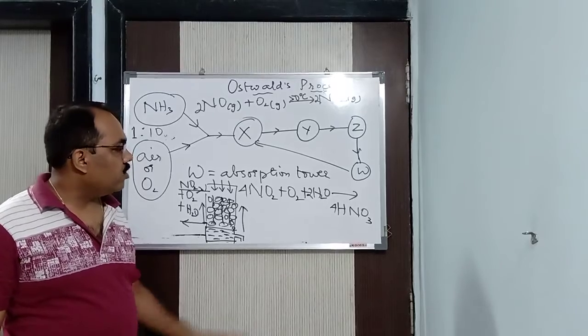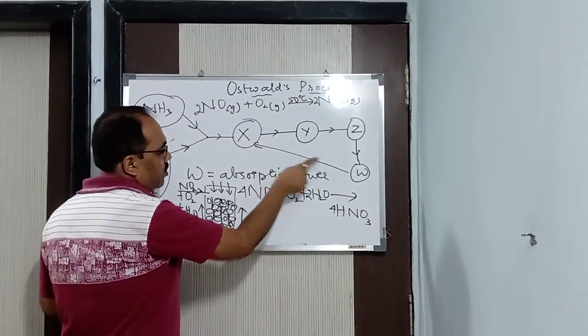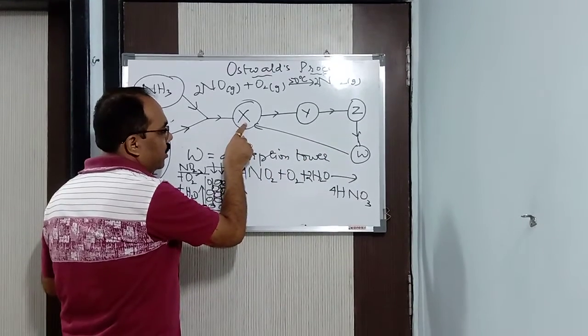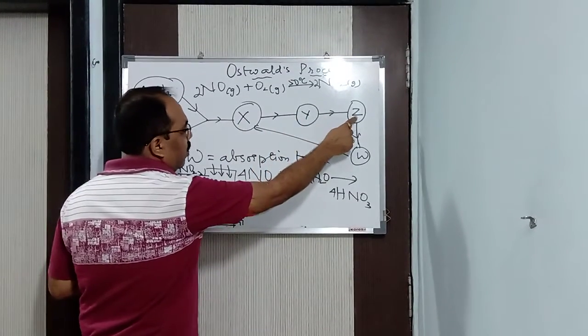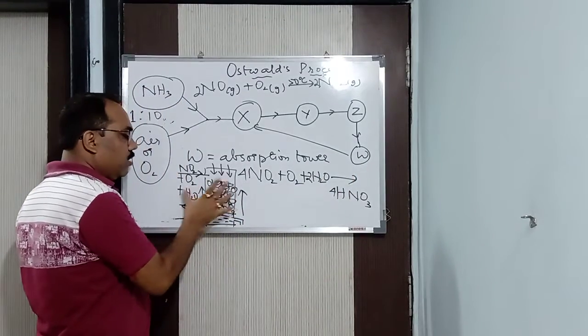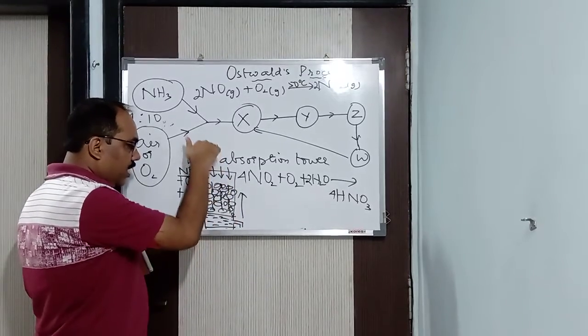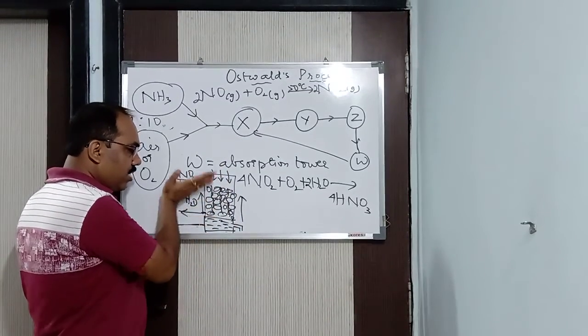So we'll continue again. What I was saying is that the uncombined oxygen and nitrogen dioxide go to the catalytic chamber, then to the cooling fins, then to the oxidation chamber, and finally to the absorption tower. The absorption tower is packed with quartz, the water is sprayed from above, the gas goes below, and after that the gas rises.